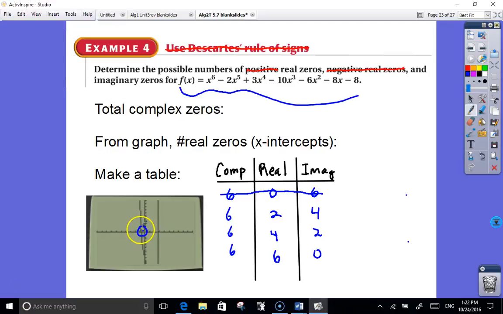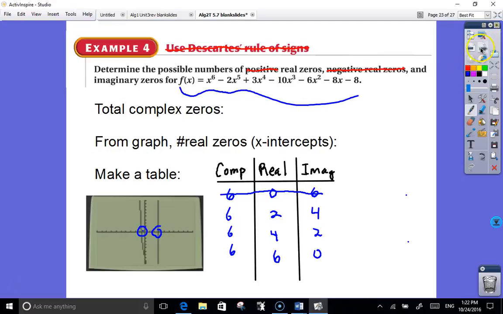So that could be 3 real plus 1, there's 4. Or what if both of them were there 3 times, from a factor raised to the 3rd power? Then all 6 of them are real, and none of them are imaginary. So you don't know for sure unless you use what we've done before this to find all the actual zeros.